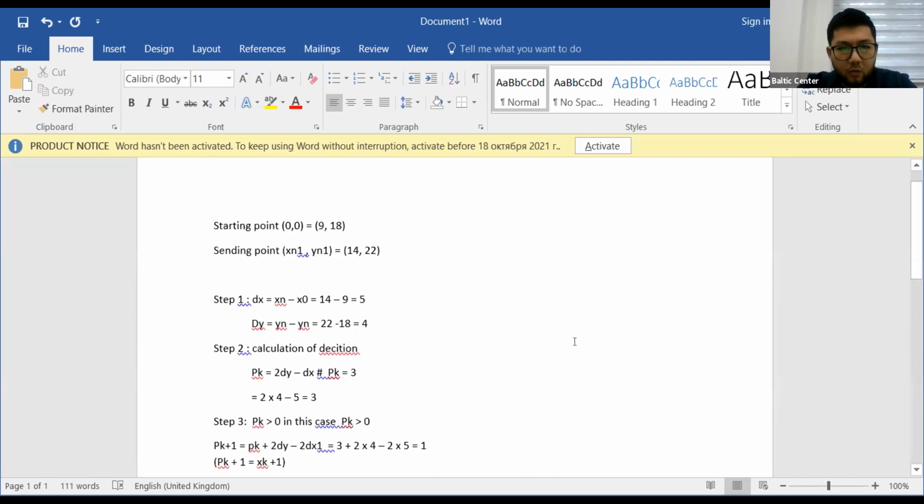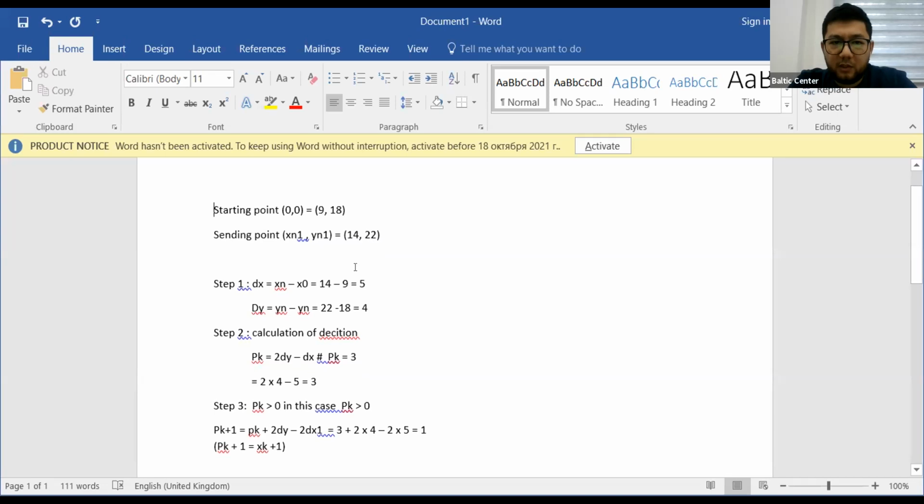Okay, over here I wrote down the task that we are going to calculate. Our task starts from point 0 and ends at 9 and 18 for the x, that's the starting point. And for the ending point, we are getting 14 and 22. So the numbers 9, 18, 22 come from this guy over here. So we are kind of calculating from bottom to top. How did we get to 14 and 22? The task is to calculate how we got from 0 to 22.